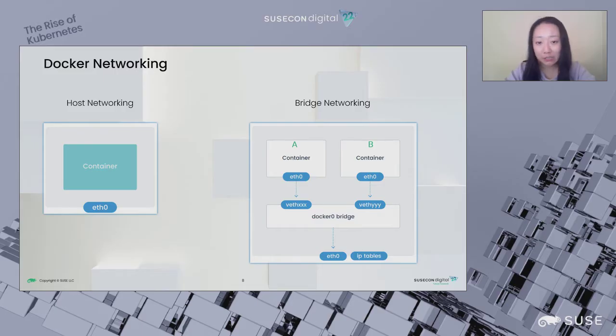And then container to container communication on the same bridge network. If you're sending a packet from container A to container B, a packet leaves container A through eth0 and lands on the vethXXX interface, which then connects to the vethYYY interface, in this case, through the bridge. And then the packet moves to the eth0 interface in container B. That's bridge networking. And then there are also other modes like none networking mode.